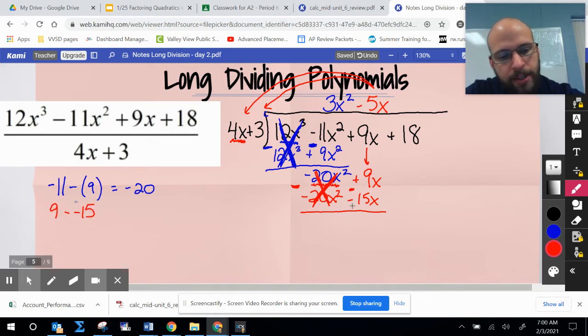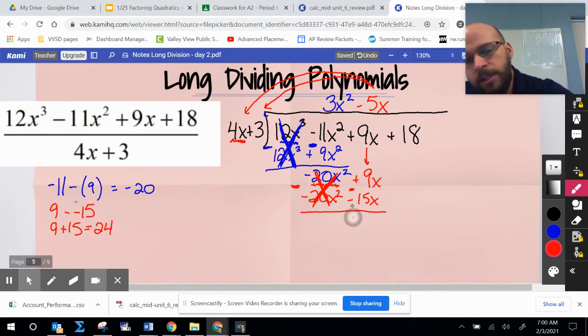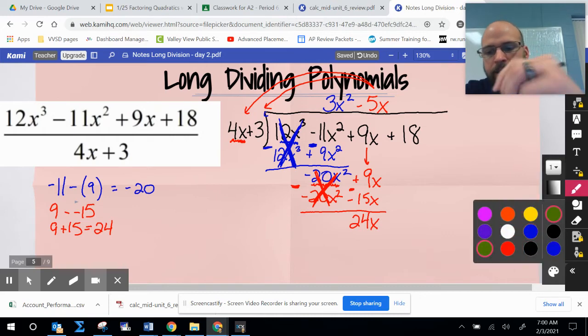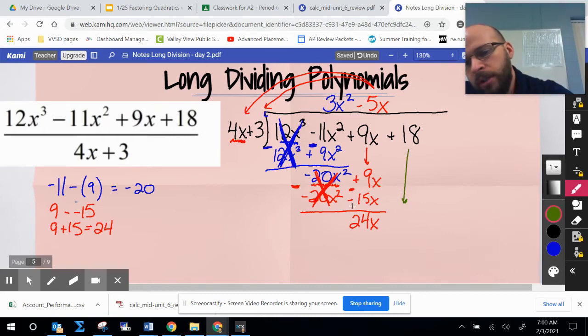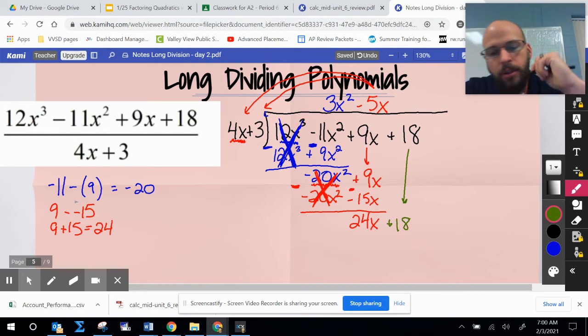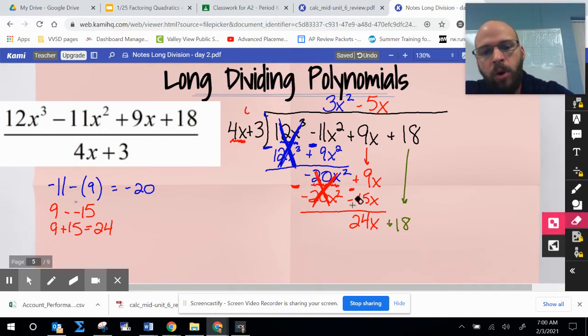Off to the side here, I'm going to have a 9 minus a negative 15. So if I subtract a negative, it's one of those minus minus situations. 9 plus 15, which is 24. So this is becoming a 24x. And I still have one more term to drop down. And I'm going to do the process one more time.